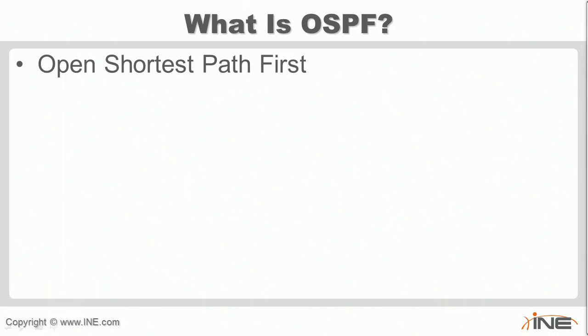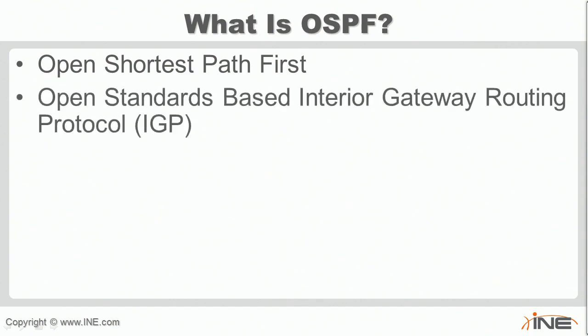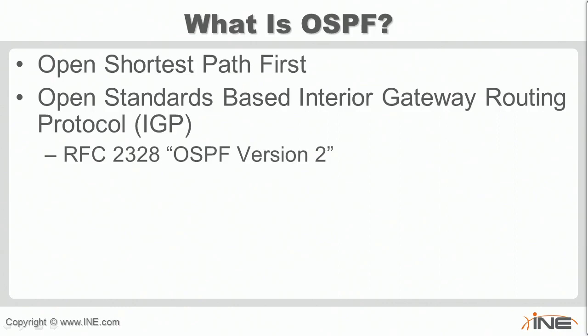So in today's sessions, we're mainly going to be focusing on OSPF, the Open Shortest Path First protocol. And one of the key differences between what we saw yesterday with EIGRP and OSPF is that OSPF is an open standards-based protocol, as the name implies. It's an open shortest path first protocol, which basically means two things. It's an open standard. It's defined by RFC 2328, which is OSPF version 2.